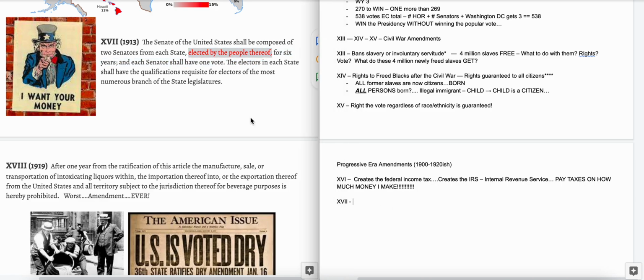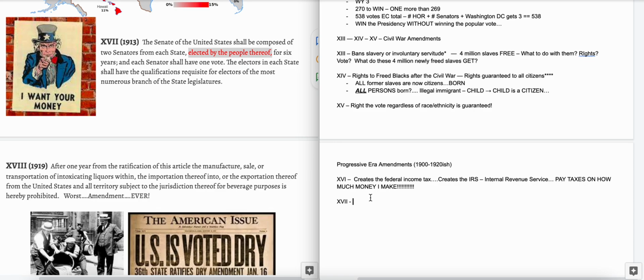Now, back in the day, before this amendment, the state governments voted for the senators. So if I was the governor and I wanted 2 of my friends to be senators, I would appoint them as senators. So the government was really corrupt. I could appoint friends who didn't know anything about the government, and then they could be senators, which is not okay. So this amendment changed it.